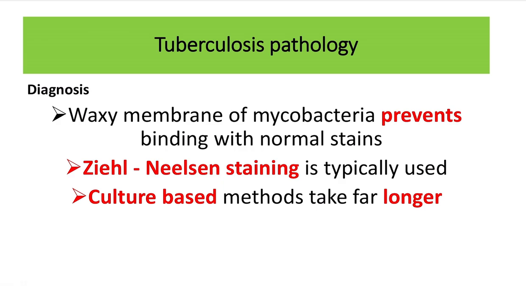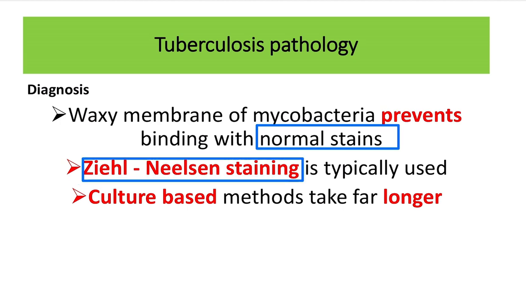And what is the diagnosis? The waxy membrane present, which is mycolic acid, prevents binding with a normal stain. So normal stain is not possible for staining of tuberculosis. So in this condition, Ziehl-Neelsen staining. It is another important point, that Ziehl-Neelsen staining is the staining procedure for Mycobacterium tuberculosis. And culture is another option, but it requires more time and is of longer duration. For this condition, we cannot wait for the culture.